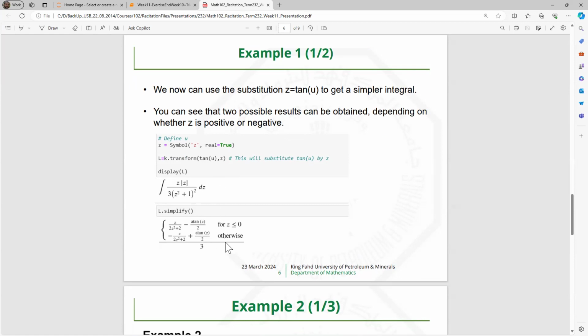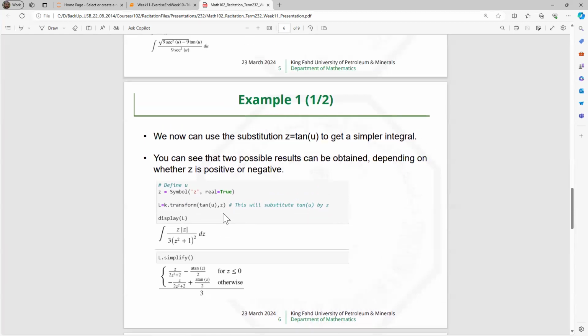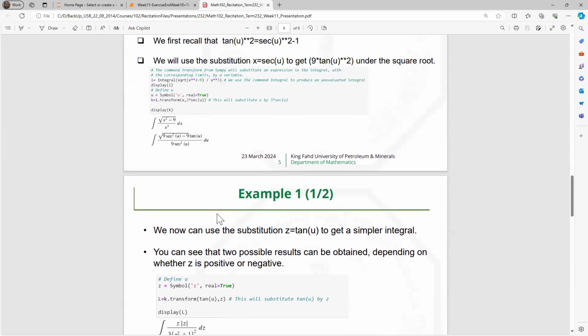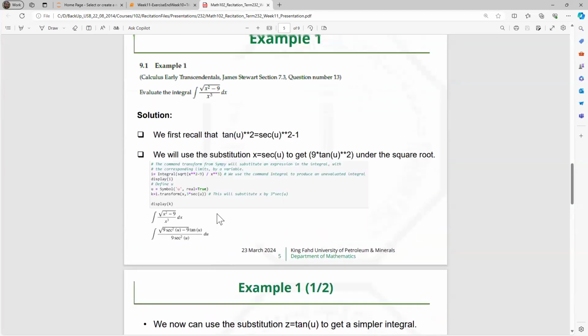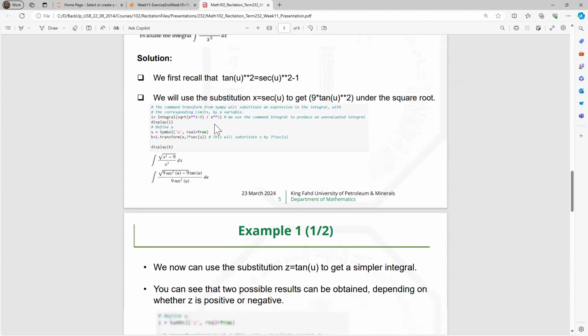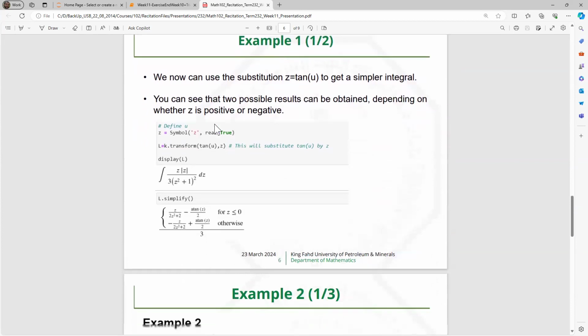So these are two possible answers, depending on whether you allow z, the tan of u, to be positive or negative. Okay, so that's for question 1. And since we didn't have any precision here in the example, both answers are acceptable.